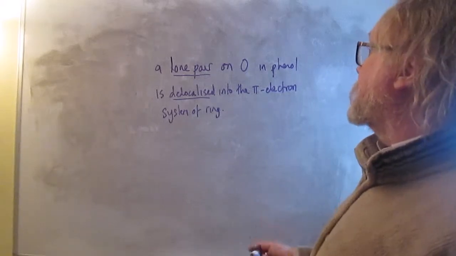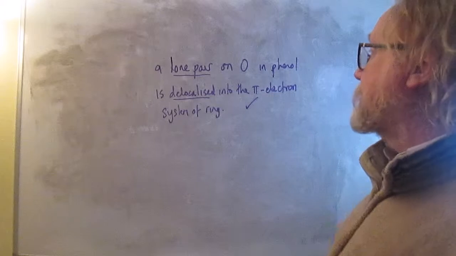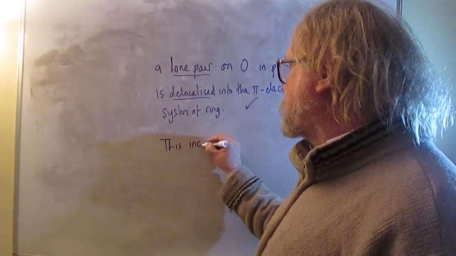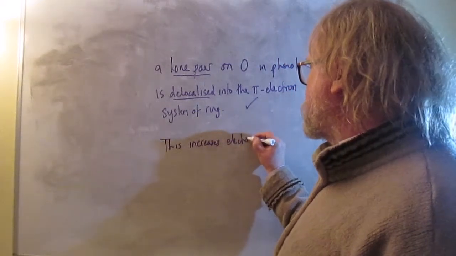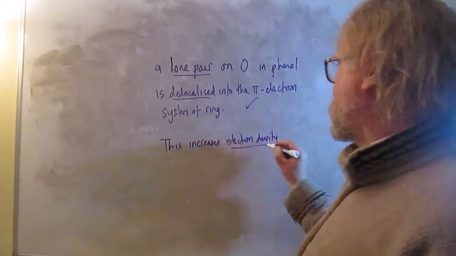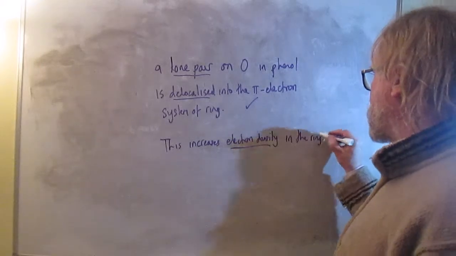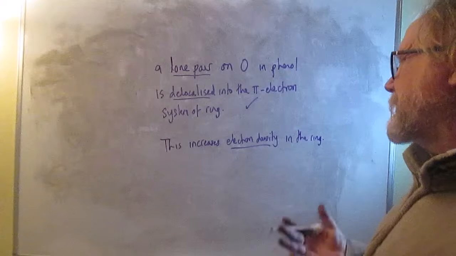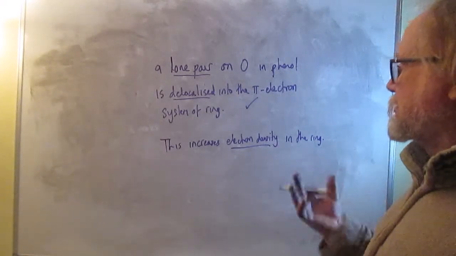So a lone pair in phenol is delocalized into the pi electron system of the ring, so that gets you 1 mark. And then you say this increases the electron density in the ring. And again, electron density is really the only term that they will accept there. It's definitely not electronegativity, which means something else altogether. And if you say number of electrons, well, that's closer to the right idea, but it's not a sort of whole number.